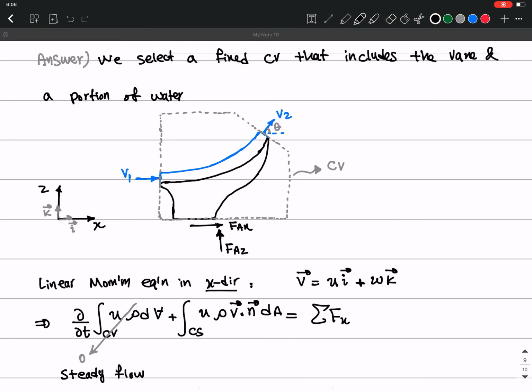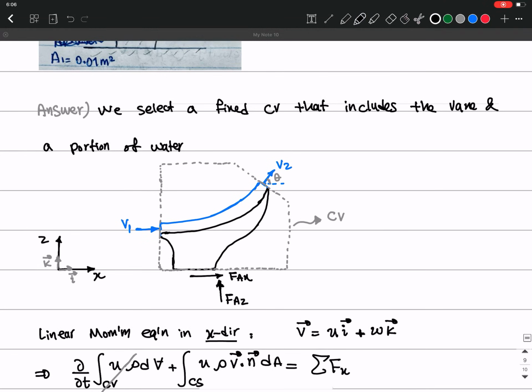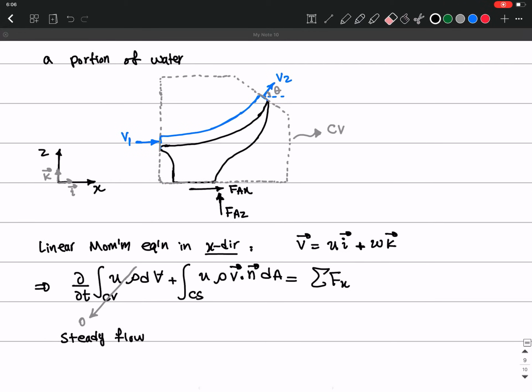Only if you have time variations in a fluid, for example, they say to you that V1 is a function of time, like sine of time, right? So it's changing sinusoidally, then this term is not going to be 0, right? So you need to account for this term as well.